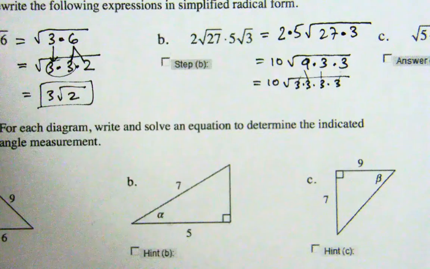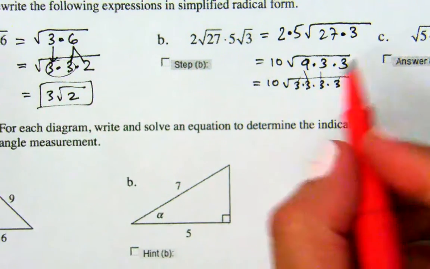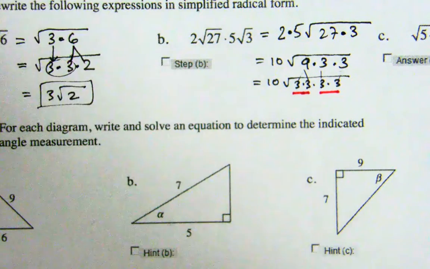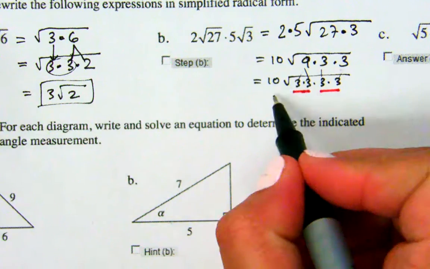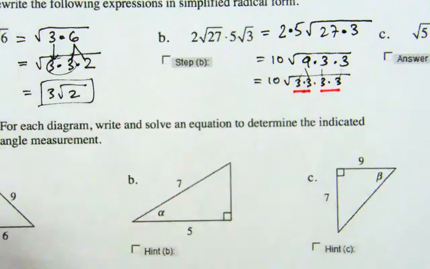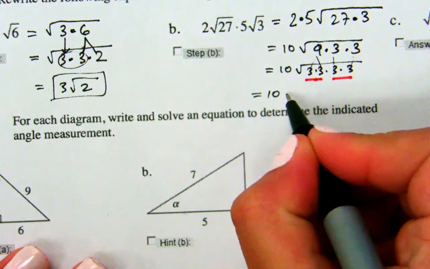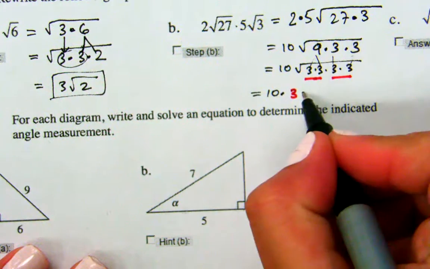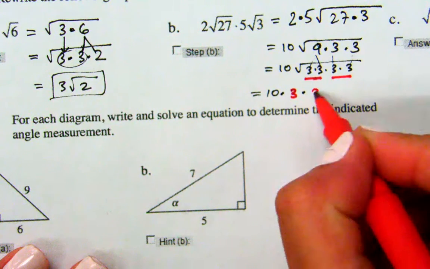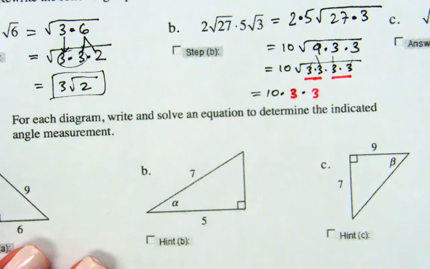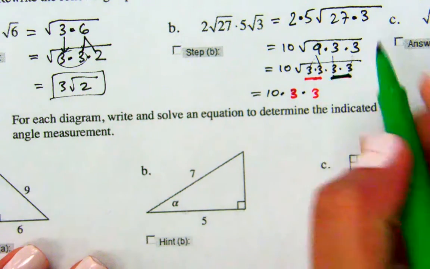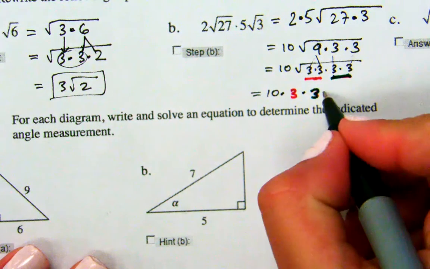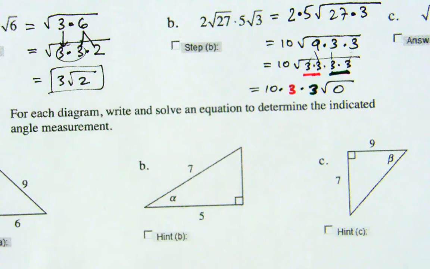So we have a pair of 3s, and we have another pair of 3s. One pair is going to come out, and then the other pair is going to come out. So we have 10 times the first pair of 3, times the second pair of 3. I should have done those in different colors so you can see which pair belongs to which. That's the green, and there's another one. And then technically there's nothing left under the radical sign.